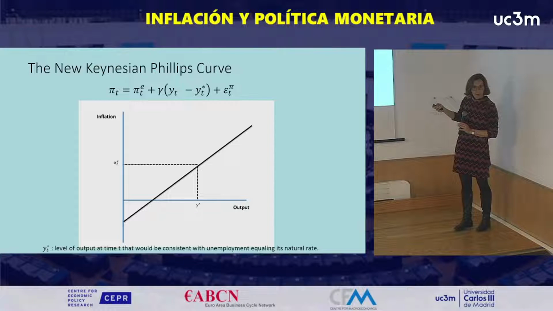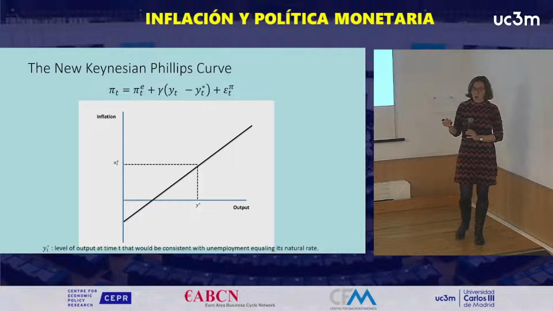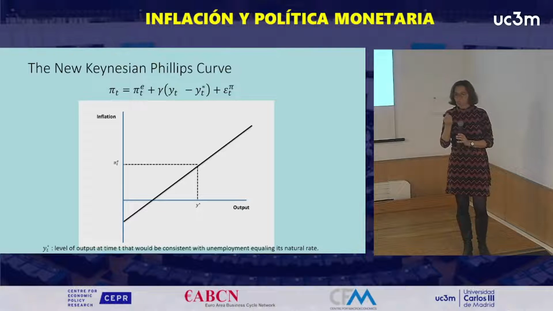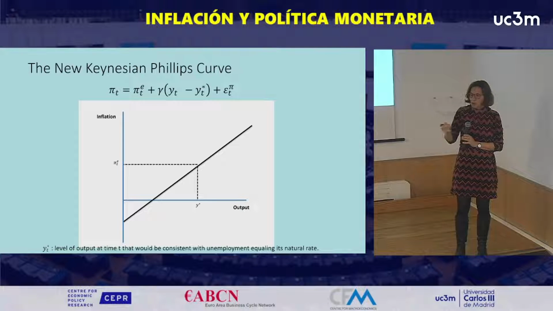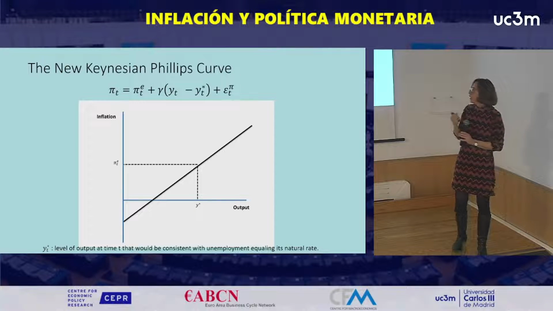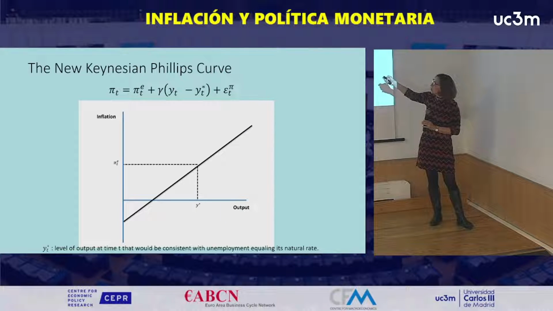Am I clear? And this term here is what we're going to be calling a cost push shock. What is a cost push shock? It is a shock that creates a tension for the central bank between stabilizing inflation and stabilizing the output gap. Why? Because if this term is 0, then the central bank can set inflation equal to inflation expectations, and then output is going to be equal to potential.